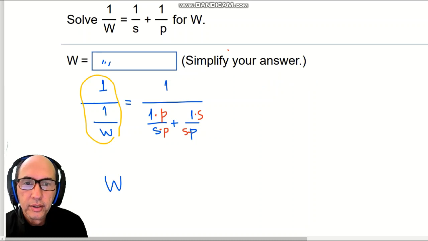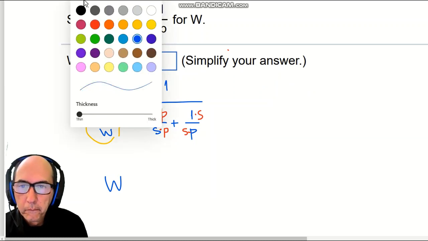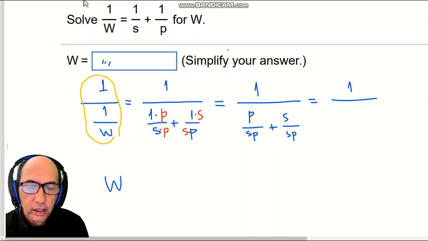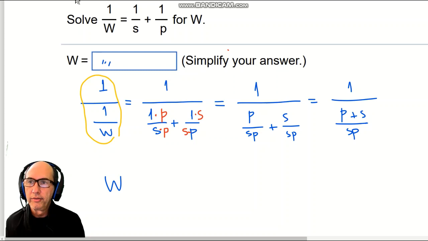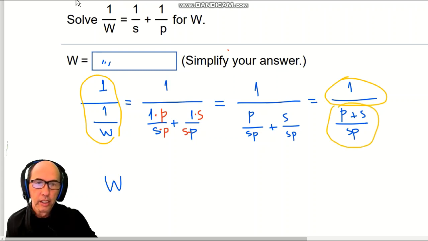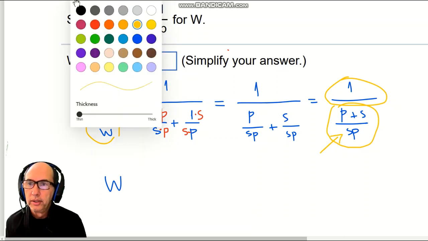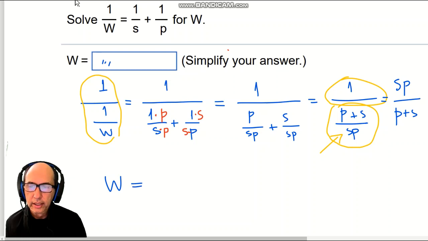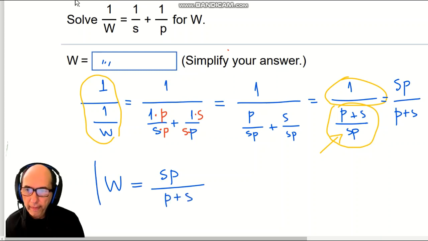Okay, so that's going to be equal to 1 times p over sp plus s over sp. We have the same denominator, sp, so p plus s over sp. And now we have the reciprocal of p plus s over sp. You just have to flip this to find the reciprocal. That's equal to sp over p plus s. So the answer is w equals sp over p plus s, or s plus p. That is the final answer.